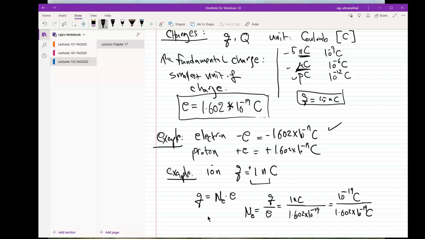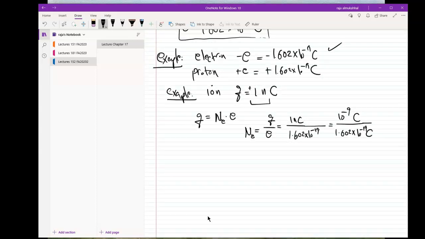So I'm going to use my calculator here. Oops, the nano here, I apologize. The nano is a negative 9, right? So that's going to be 1 times 10 to the negative 9 divided by 1.602 times 10 to the negative 19. Answer. I'm going to have a very large number, and I'm going to convert it to scientific notation. So the number of electrons in this case is going to be 1, 2, 3, 4, 5, 6, 7, 8, 9. So it's going to be equal to 6.24 times 10 to the 9 electrons.